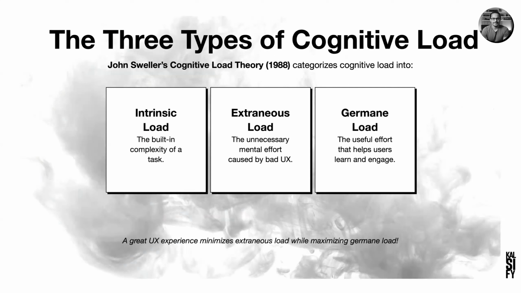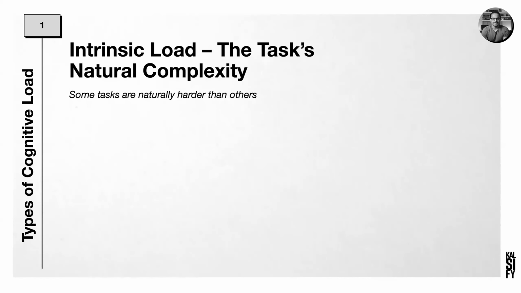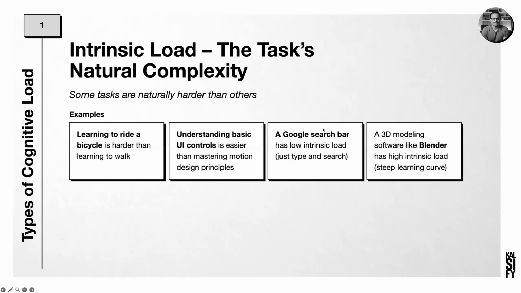John Sweller, a cognitive psychologist, introduced the cognitive load theory in 1988, which breaks it down into 3 categories. First is intrinsic load, the built-in complexity of a task. This is the inherent difficulty of a task itself. Some things are just naturally harder to learn than others. For example, learning to ride a bicycle is harder than learning to walk. Understanding basic UI controls is easier than mastering motion design principles. A Google search bar has low intrinsic load: just type and search. A 3D modeling software like Blender has high intrinsic load, a steep learning curve.